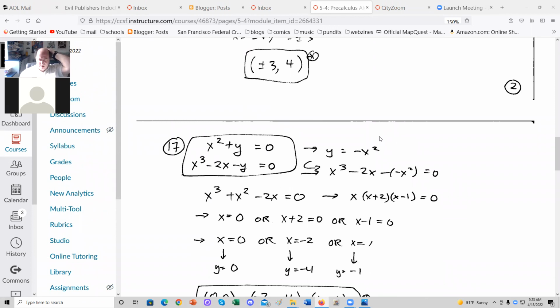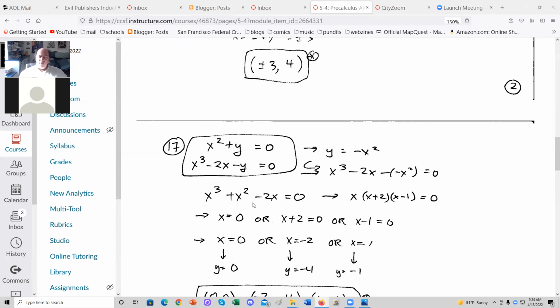All right, here, x squared plus y is 0. This graph is a parabola, an upside down parabola. x cubed minus 2x minus y is 0. This is some kind of cubic equation, probably an N-shaped graph. So from the first one, x squared plus y equals 0, it's easy enough to solve for y equals negative x squared. So we can substitute into the second equation and get one equation and one unknown. x cubed minus 2x minus negative x squared equals 0. Cancel the negative, rearrange a bit: x cubed plus x squared minus 2x equals 0.